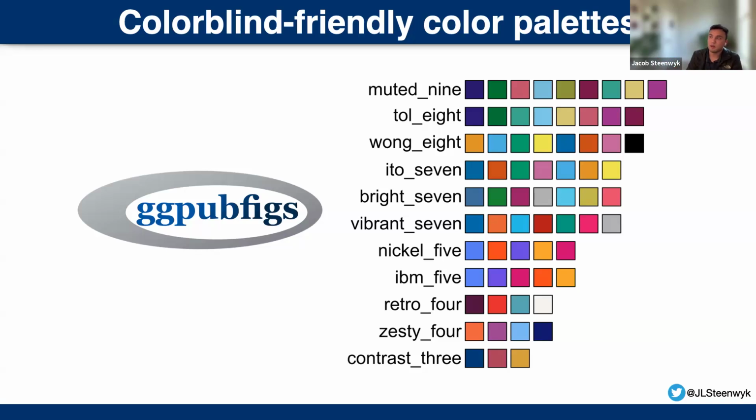And so you don't really have to think about which ones are colorblind friendly in this package, which ones aren't. You just pick one, and it's probably going to work for your use case. And so ggpubfigs has been super helpful for me. It's also been helpful for others, which has been great to see, and maybe it'll be helpful for you.